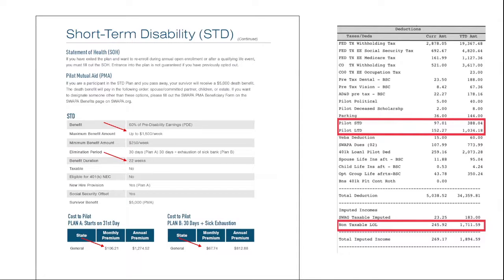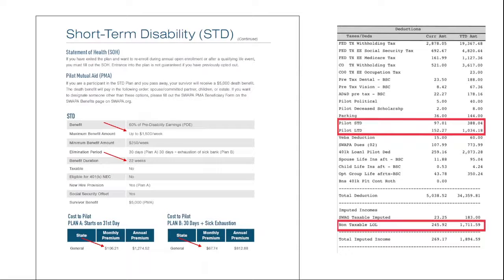If you want to see what plan you have, you're going to look on the right-hand side of your paycheck, preferably the 20th for pilot STD, because that's when STD is taken out. You'll see over in this example, it's 97.01, which is our current Plan A rate. For next year, the Plan A rate will be $106.21 and $67.74 for Plan B. Contractually, when you're out on short-term disability, you must burn 47.5 minimum to 105 trips maximum. That's on Plan A, not to exceed your pre-disability earnings.